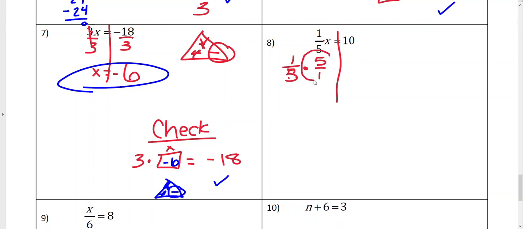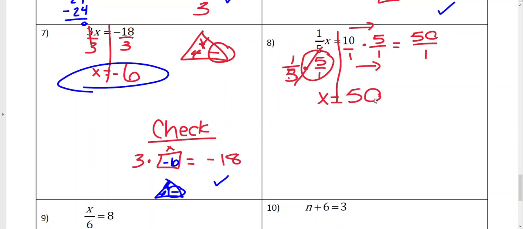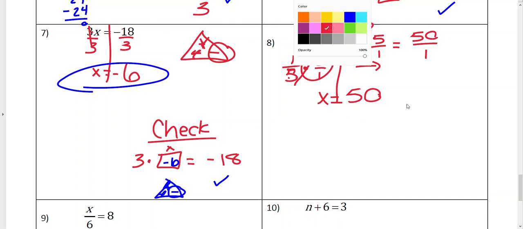So this is the piece that I'm going to multiply by on this side. So here this cancels, and I'm left with x. Now we have to use our fraction rules across the top and across the bottom. 10 times 5 is 50 over 1, which is really just 50. So I have x equals 50. Now let's check that.